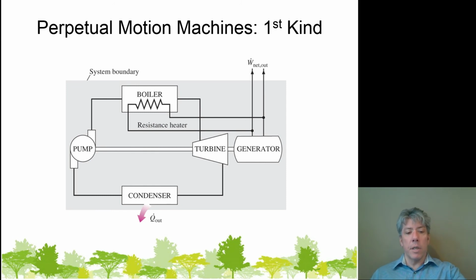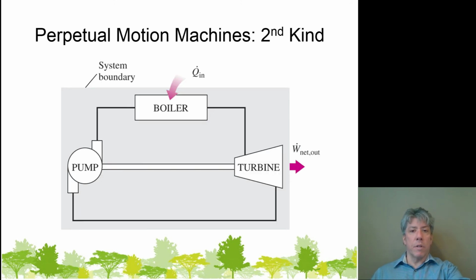And the law actually predicts, it has extremely good predictive power in many different branches of science. And so I really don't think that one's going to be broken. But this is a perpetual motion machine of the first kind because it breaks the first law.